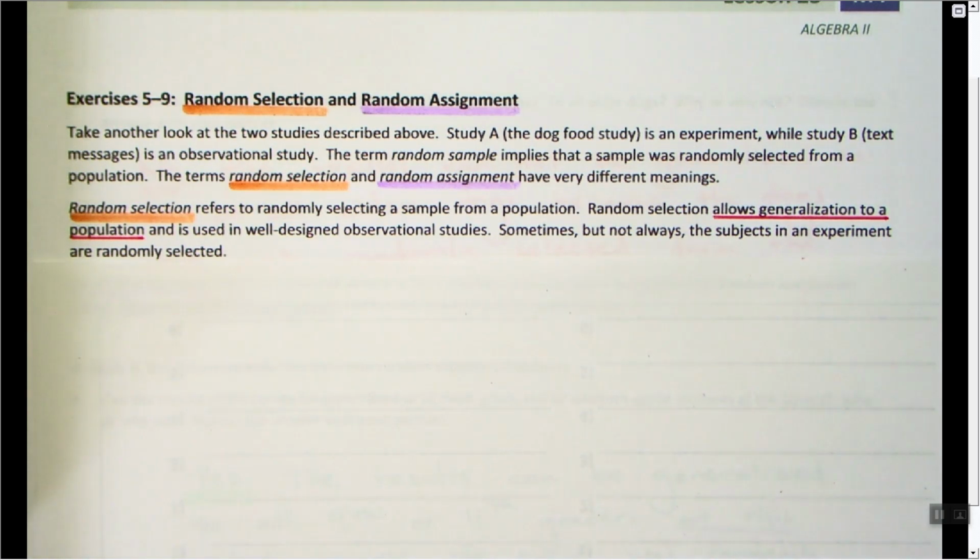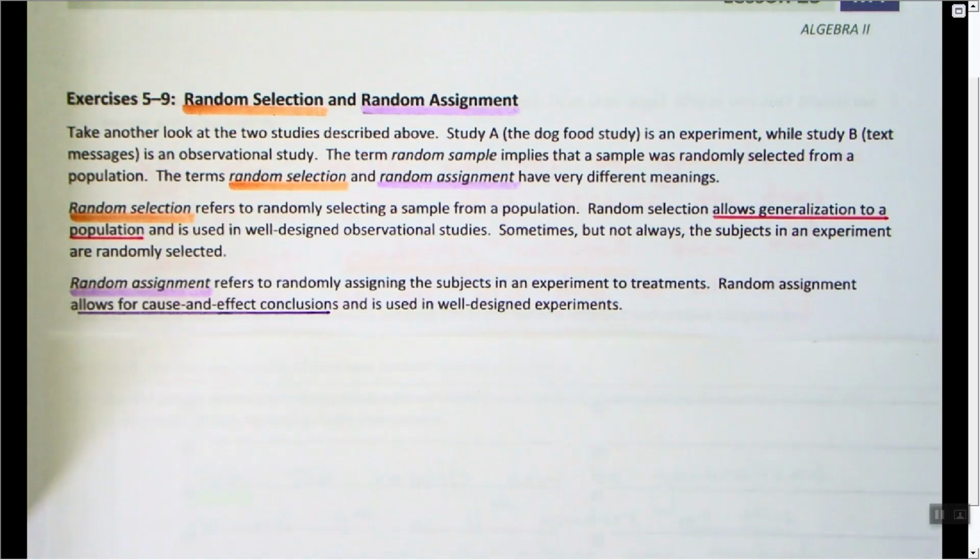Okay, and we'll look at that a little bit later with the text messaging. Okay, what we can conclude from that. Now another piece is sometimes, but not always, the subjects in an experiment are also randomly selected. And that also influences the kind of conclusion you can make, and we'll see that as we go on.